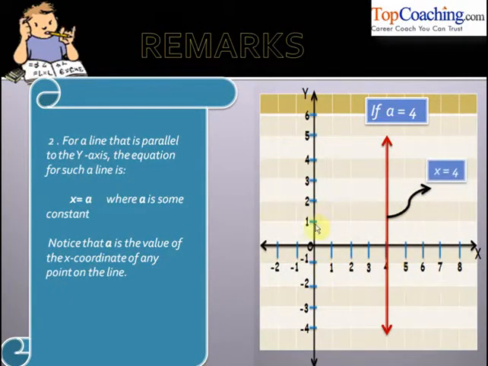Here we see that the x coordinate of every point on this line is equal to 4. Also we observe here that this line is parallel to the y-axis and is at a distance of 4 units from the y-axis. So now we know how to write the equation of the x-axis, the y-axis, or any line which is parallel to the y-axis or the x-axis. So let's try to apply this knowledge in some problems.